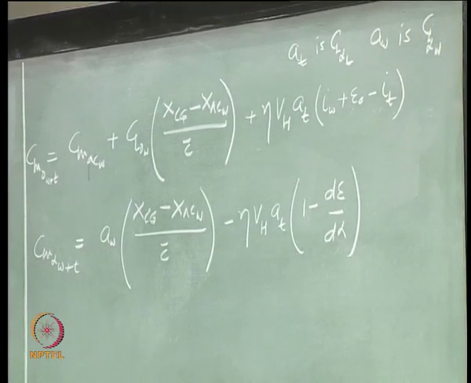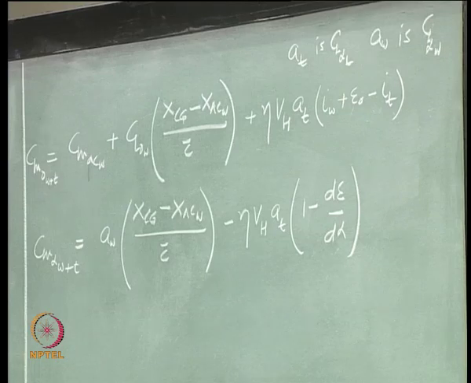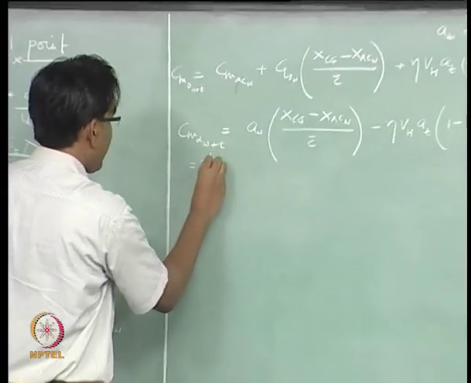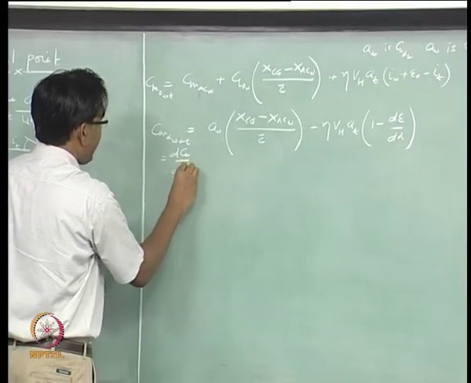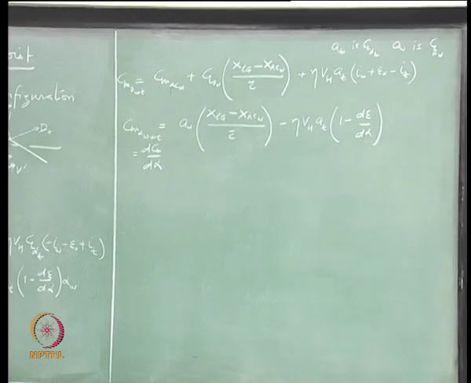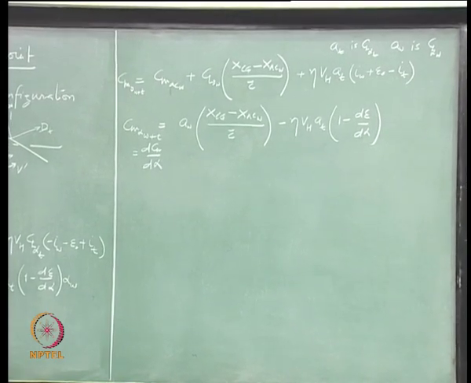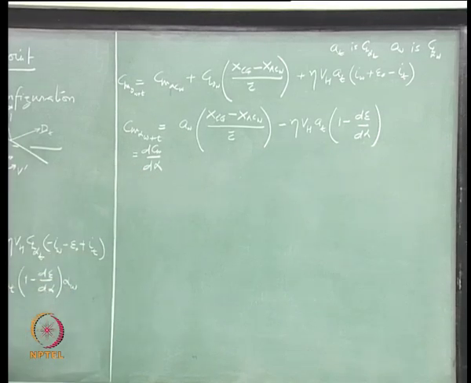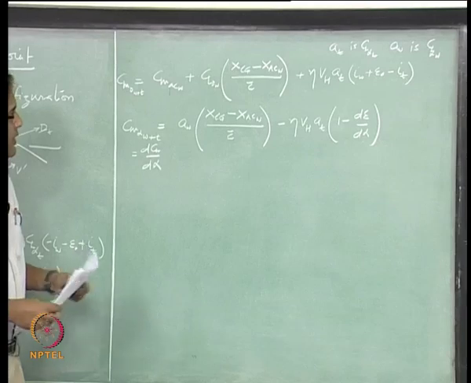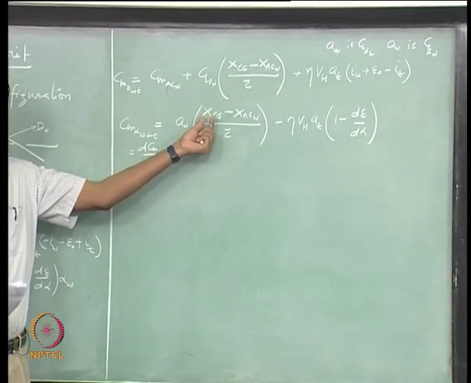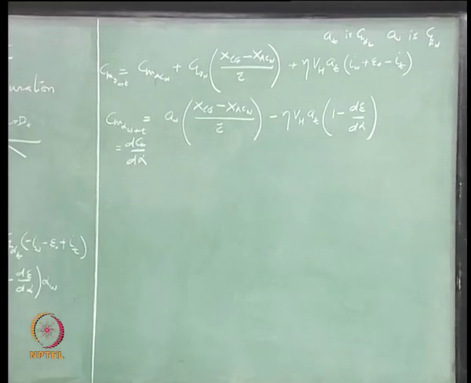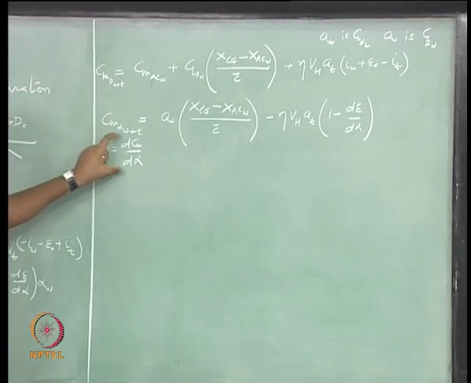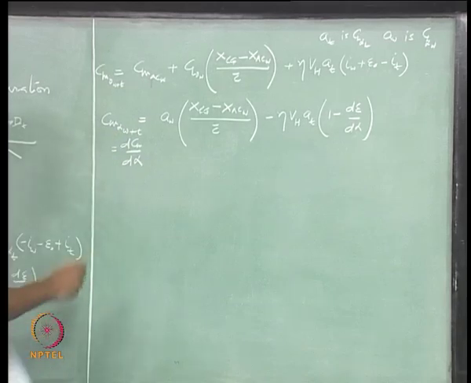Alright. So, this is dCm over d alpha, right. What is the definition of the neutral point? When this quantity becomes 0. So, I can replace this quantity by x and p, right. So, neutral point is the location of the Cg where dCm over d alpha becomes 0, right.